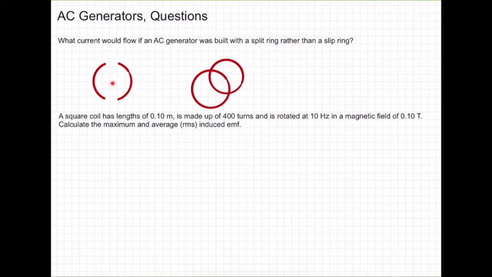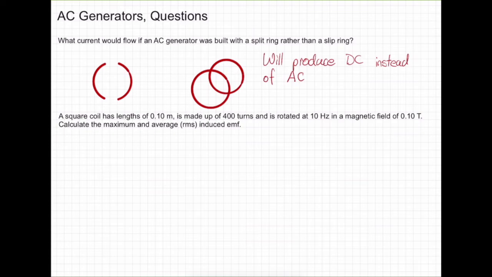This is what we originally had when we discussed a DC motor. This was the type of ring setup that we discussed when we had an AC generator. So if we had a split ring, which is this one over here, compared to a slip ring, which are these over here, we would end up with a DC flow rather than an AC flow.